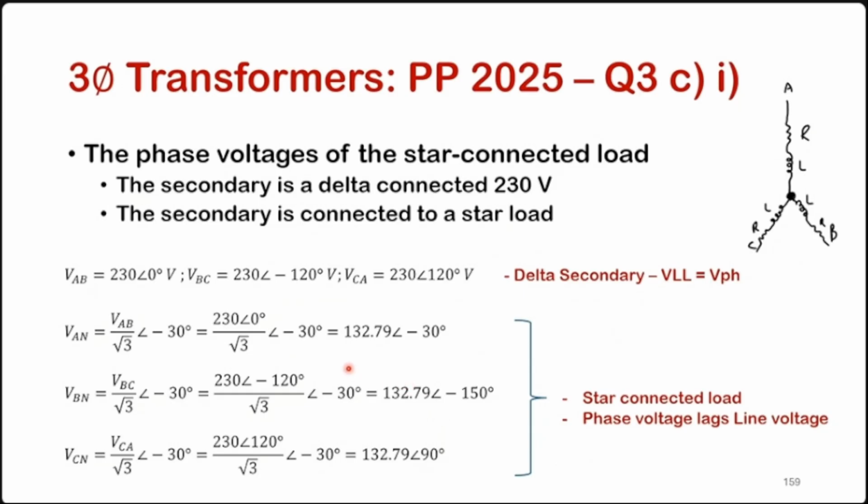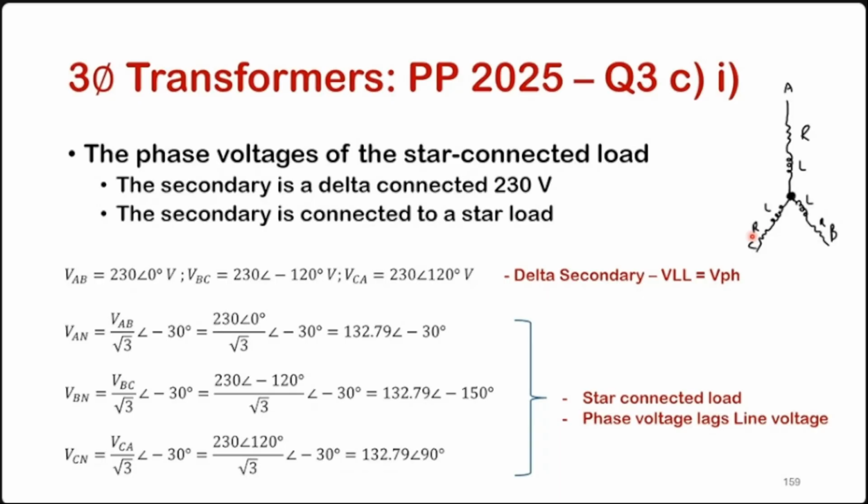All right, cool. So now we have a delta connected secondary, and the delta connected secondary is connected to a Y connected load. This is the load here, and we want to find the phase voltage in the load. So remember the load is a Y configuration.